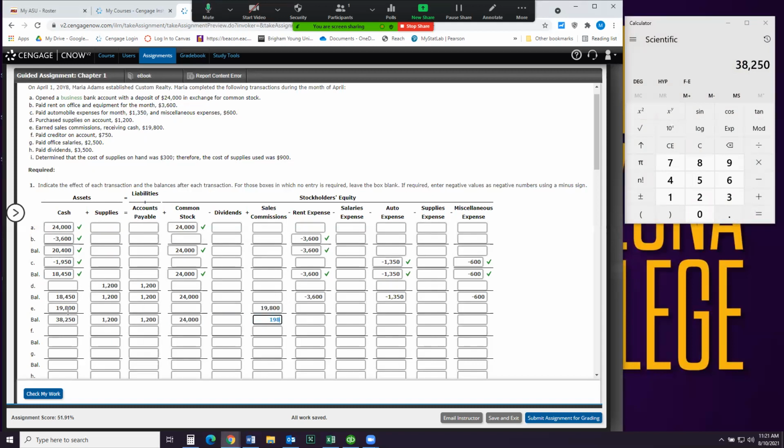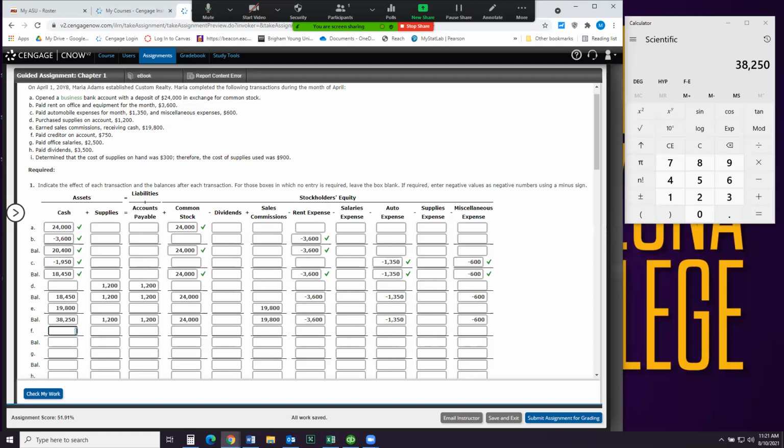So again, each time there's no change to a column, we just bring the previous balance down. F, paid a creditor on account, 750. So this is money I owe. When it says we're paying on account, it means we're paying our accounts payable.